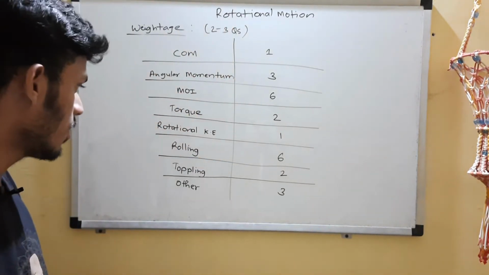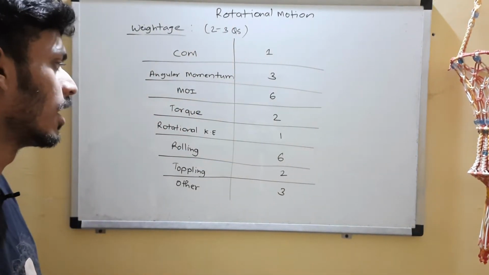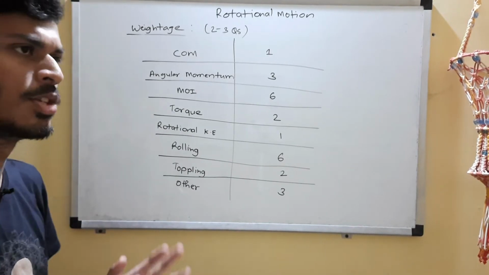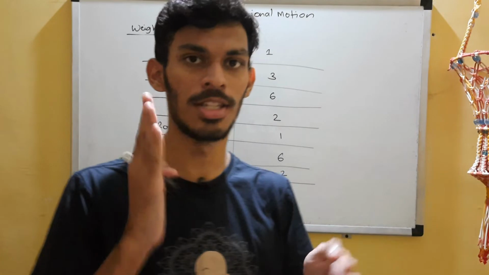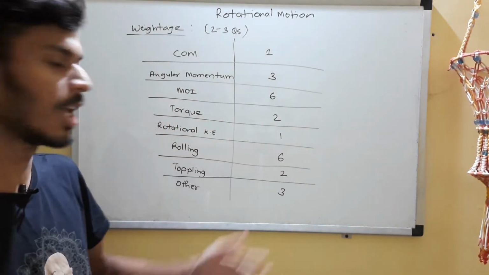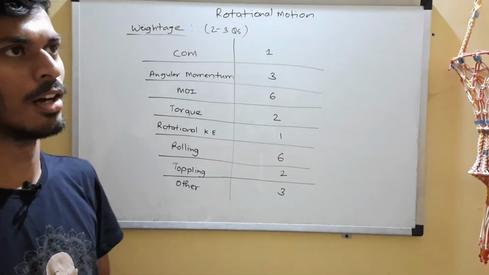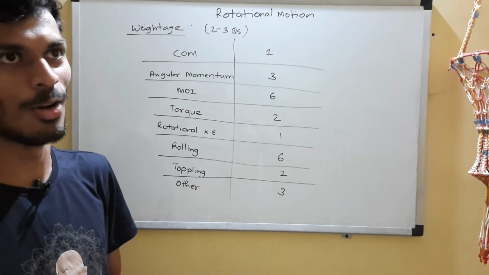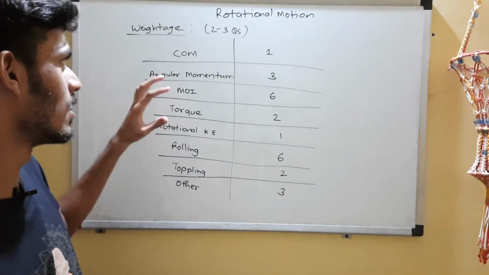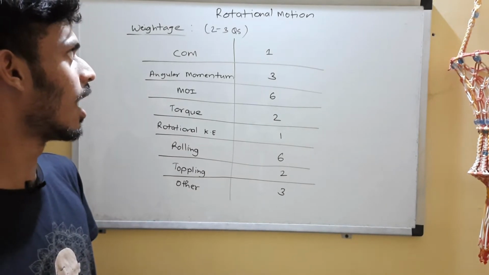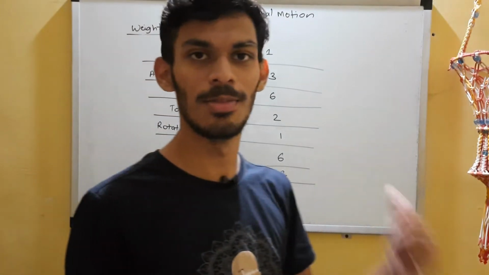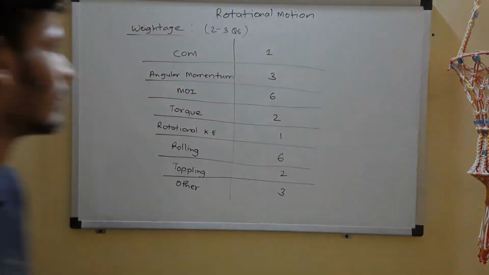So next we have toppling. In toppling, 2 questions were asked, and they were simple direct conceptual questions. And there were 3 or so few questions from topics other than that. So this is the weightage for our rotational motion, and let's try to practice questions based on these topics now.